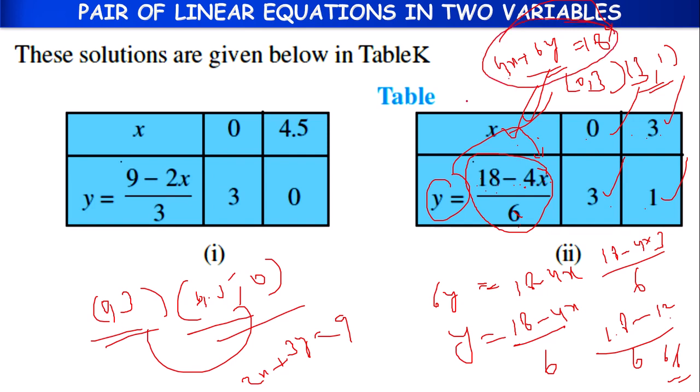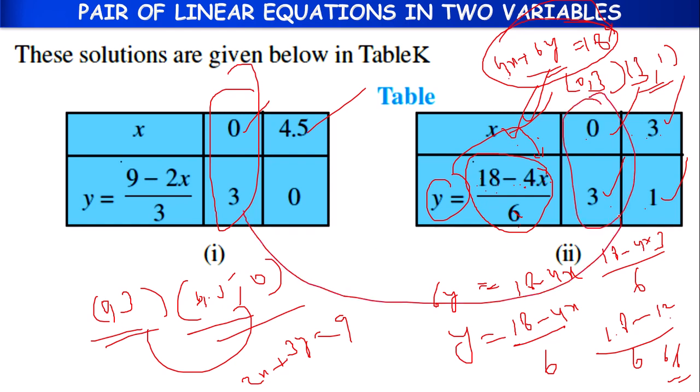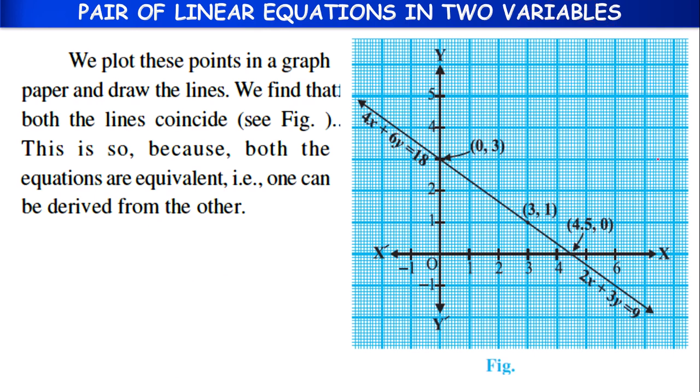It's not compulsory that we have to take only two values. We can take so many values, but at least one pair must be common in both the tables. Here (0, 3) is there, and here (0, 3) is there. One pair is common, enough. So let's plot a graph. Let's plot these points on the graph paper and draw the lines.